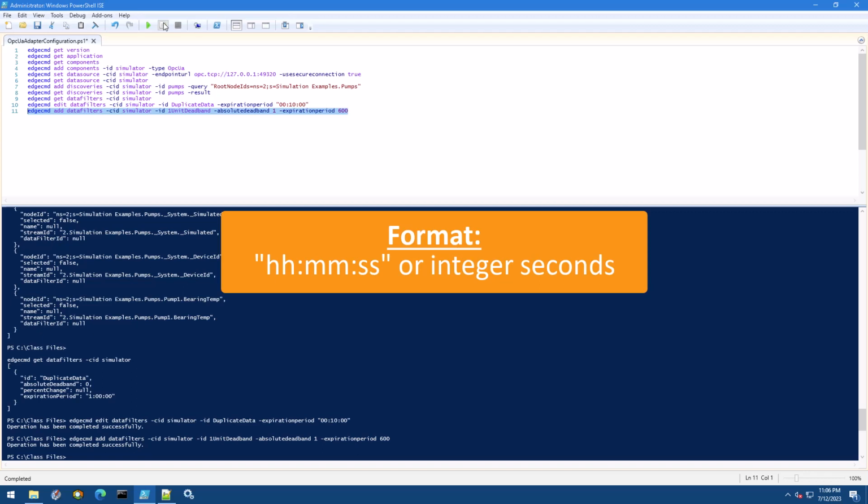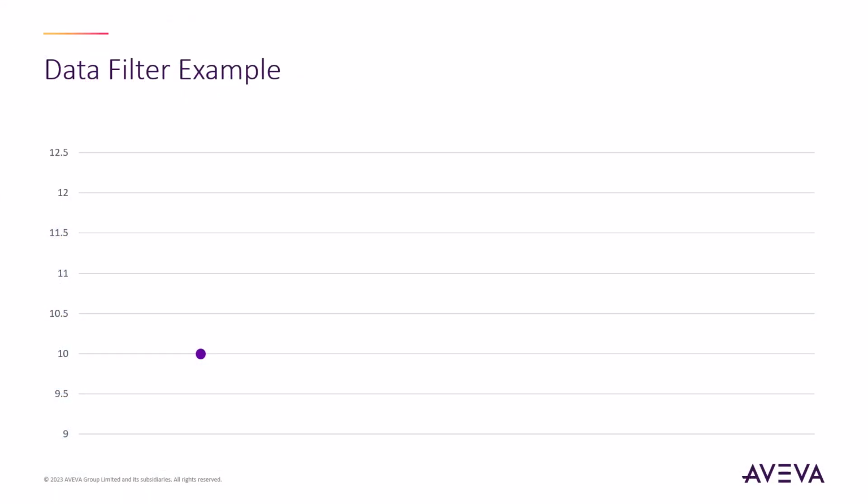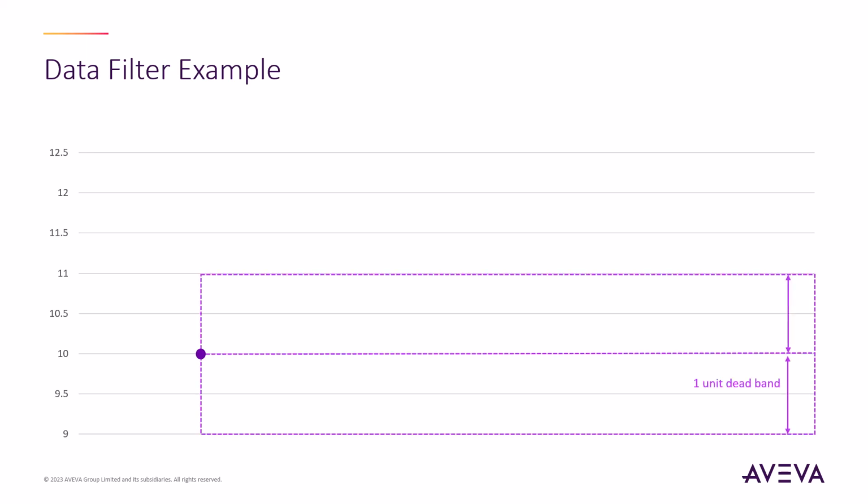Note that the -expiration period parameter accepts a time or an integer. If you use an integer, the adapter assumes it is a number of seconds. In the above case, we could have also used -expiration period 00:10:00. In other words, if a sensor reads 10 degrees on one reading of a data item with this filter selected, and 10.5 degrees on the next, the 10.5 value will not send to the egress server. If on the next reading it reads 12 degrees, the 12 value will be sent as it is outside the 1-unit dead band centered around 10 degrees.